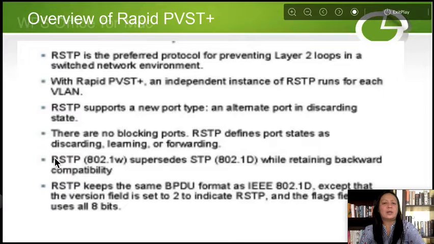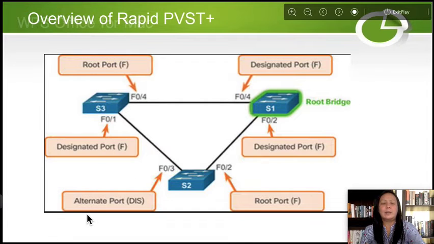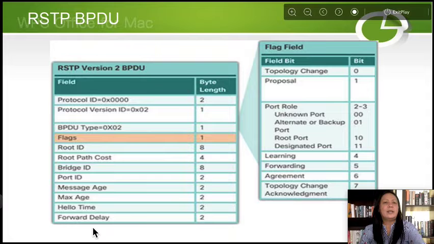There are blocking ports. RSTP defines port states as discarding, learning, or forwarding, while retaining backward compatibility. It keeps the same BPDU format except the version field is set to 2 to indicate RSTP, and the flag field uses all 8 bits. And then the overview of Rapid PVST+. We discussed this already. And then this is the RSTP version 2 BPDU, and this is the flag field.